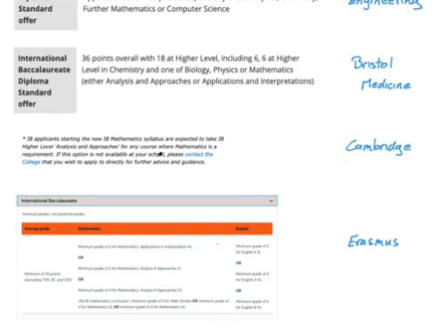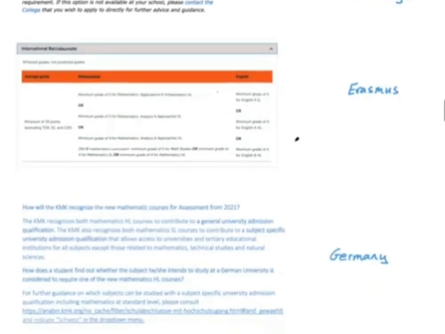So they do say if it's not available at your school, please contact the college. So I'm sure if you're doing really well in school and your school doesn't offer AAHL, I'm sure Cambridge would be understanding. This is Erasmus in the Netherlands.